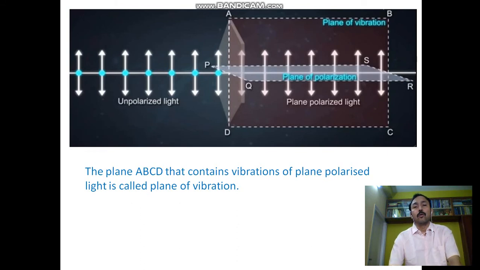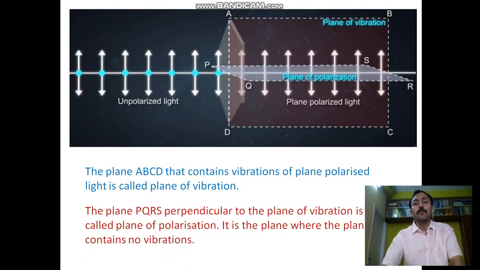Here, ABCD is the plane that contains the vibrations, that means the vibration of plane polarized light. ABCD is known as the plane of vibration. PQRS has no vibration; it is just perpendicular to the plane of vibration. This is known as the plane of polarization. Thus, the plane of polarization contains no vibration, and the plane of vibration contains vibrations.